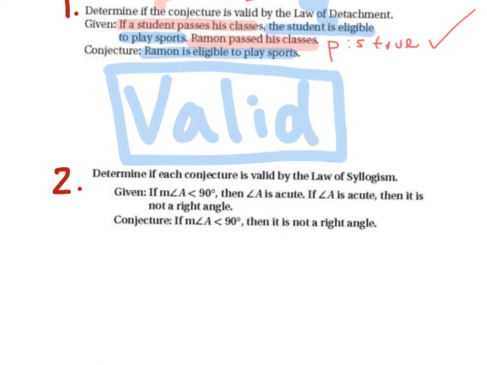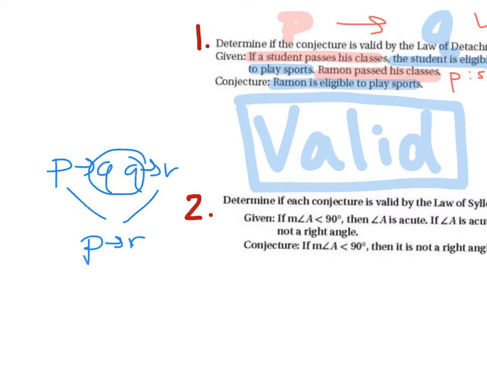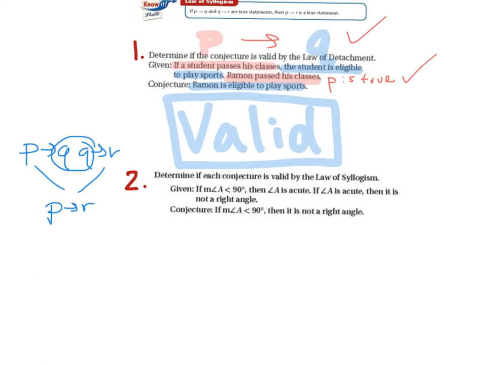Determine if each conjecture is valid by the law of syllogism. So remember, the law of syllogism is if we have P then Q and Q then R, then we can conclude, if the two in the middle are the same, that P then R is a valid statement. So if we have the measure of A is less than 90, this is our P, then angle A is acute. That's our Q. If angle A is acute, then it is not a right angle. So this would be our R.